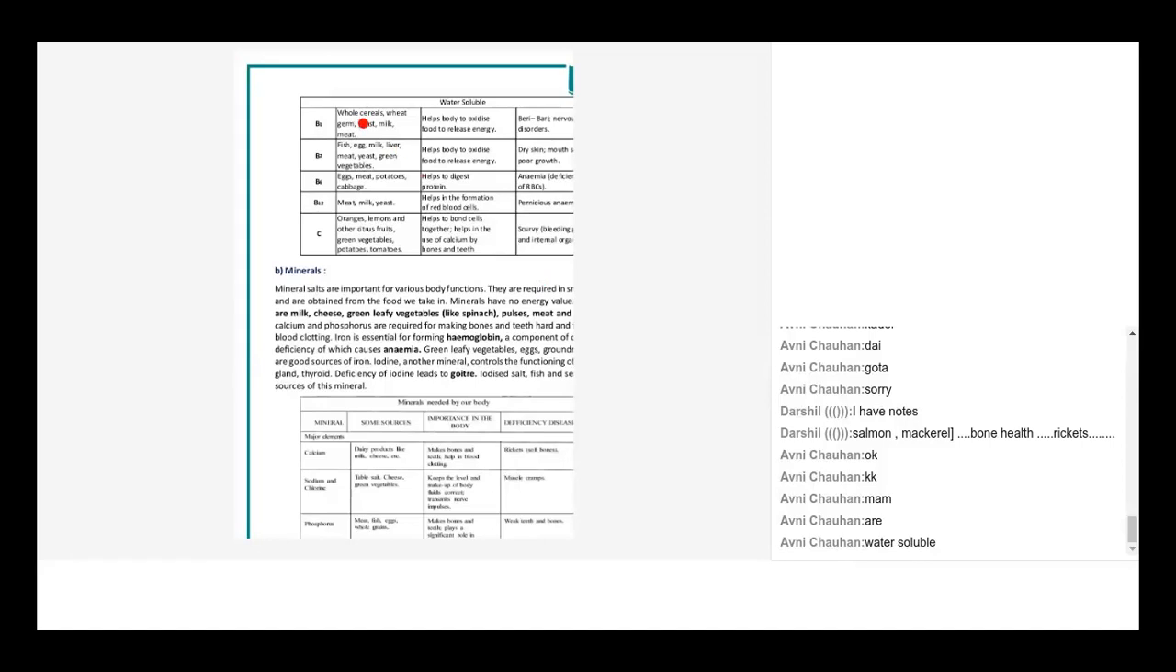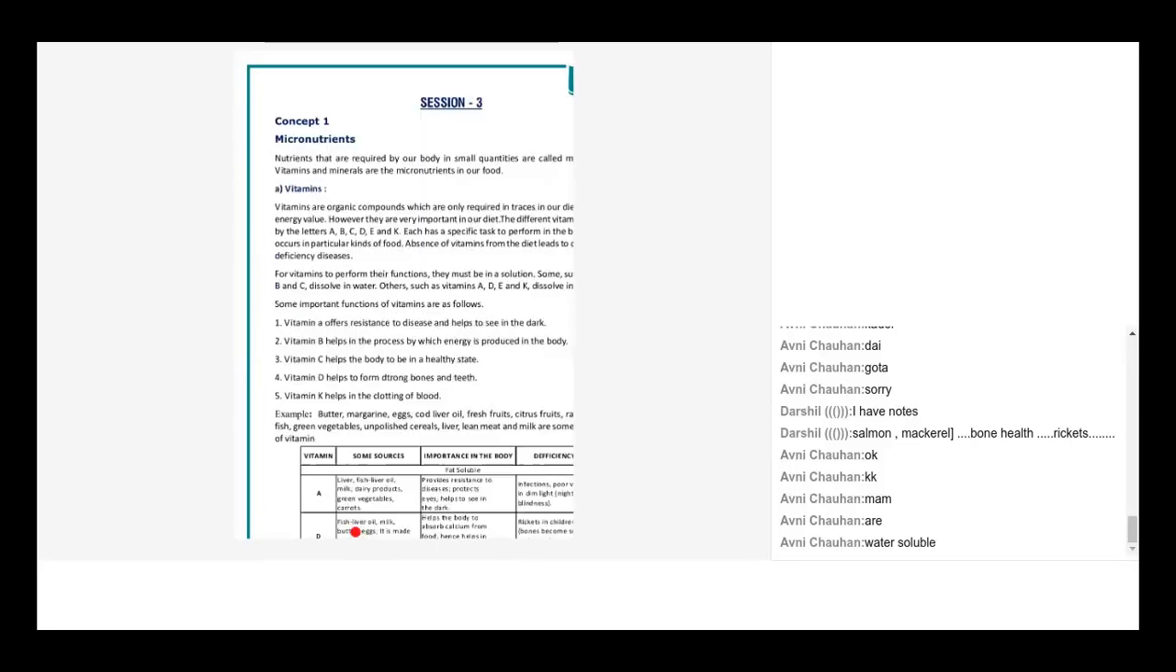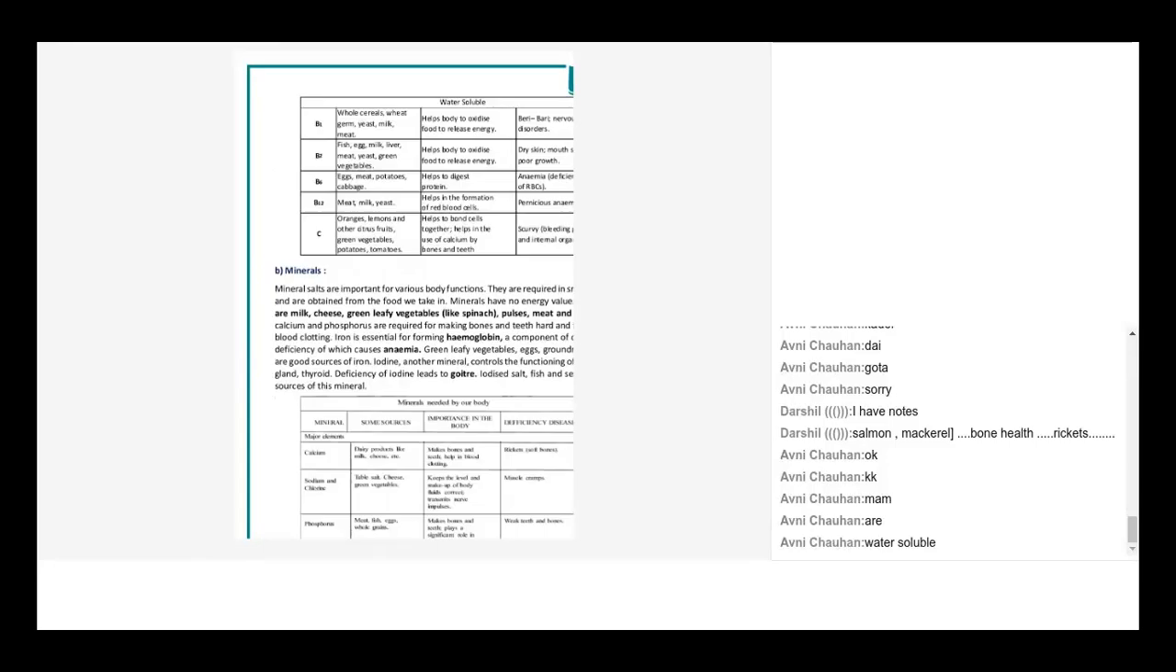For example, vitamin C is found in fruits, oranges, green vegetables. Similarly, vitamin B1 is found in milk. You would find it in wheat germ. You would find it in oats. You would find it in corn. That is what I'm saying. These are all examples of vitamins.